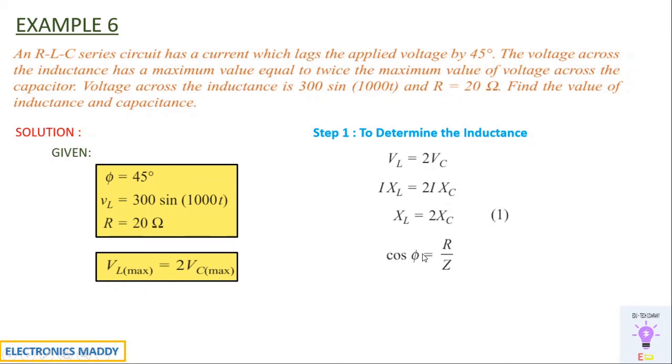We know from power factor formula cos phi, that is with respect to impedance triangle, cos phi is equal to R by Z, isn't it? So cos phi, cos of 45 is equal to 20 by Z. So substitute and find the value of Z over here. So the value of Z is very important because we know the value of R as well. So we'll be able to find the inductance XL value from that.